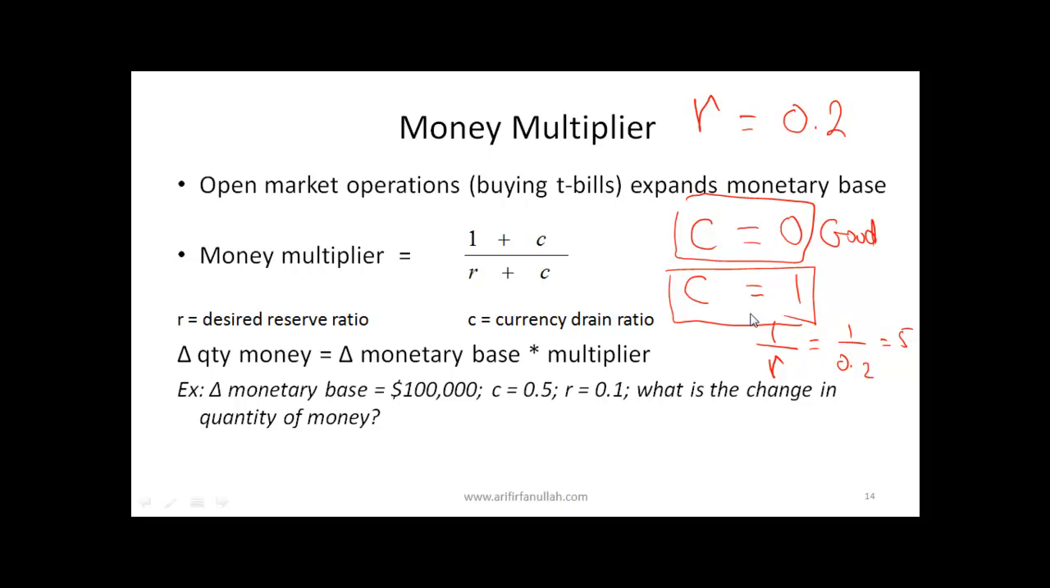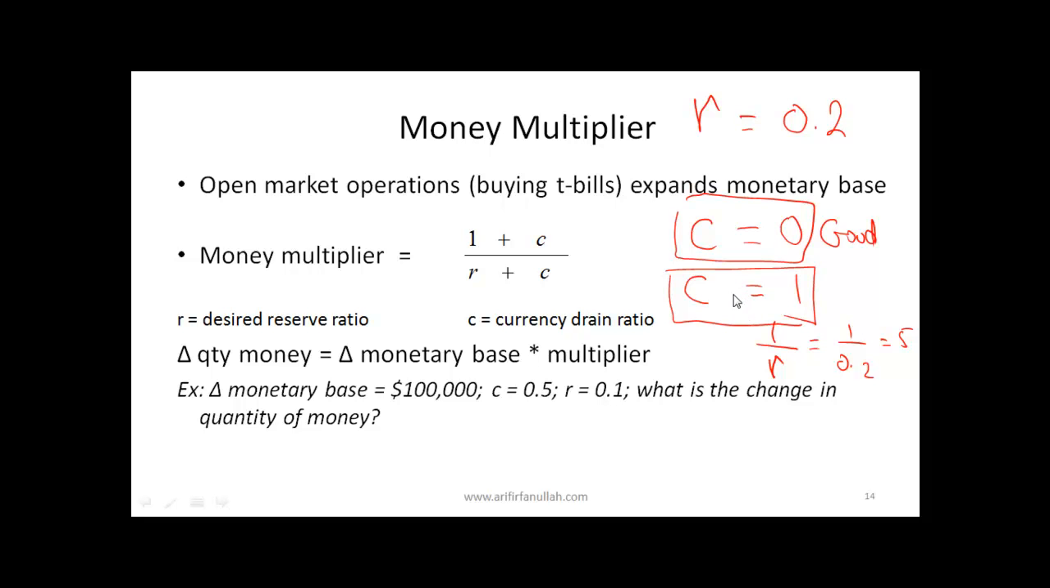But the drain ratio of 1 means what? Drain from where? Drain from the banking system. So if the drain ratio is 1, that means $1,000 did not go into the banking system. If the money did not go into the banking system, did we create any more deposits? Did we create any more loans? No. So money supply went up, but just by 1,000. There was no multiplier effect.